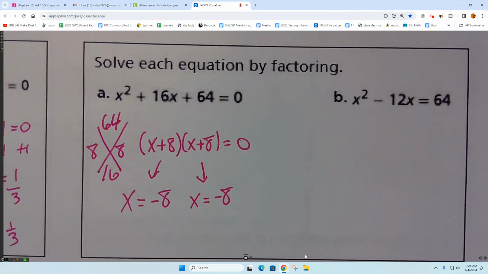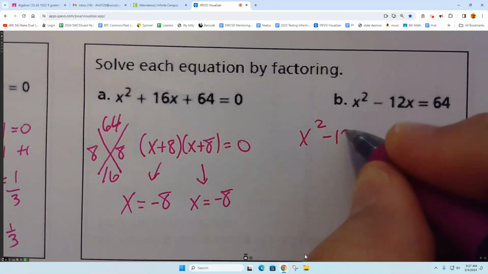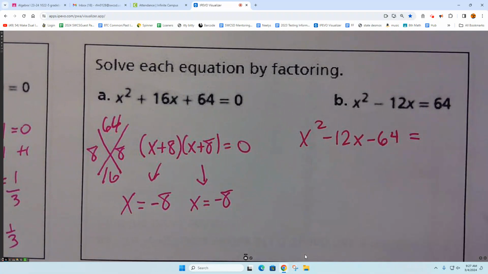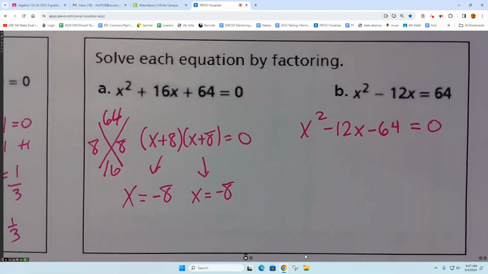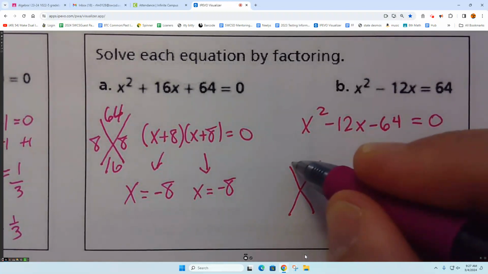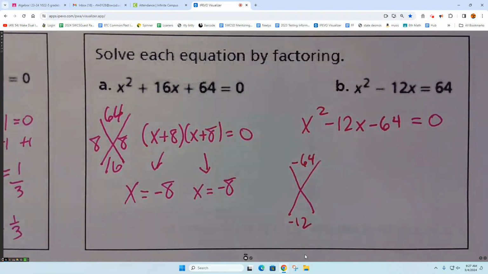What don't we like about B? That's not the problem. We don't have any special tool for 64. So what do we got to do? Kill it. How do we kill it? Subtract it. We want to go ahead and say x squared minus 12x minus 64 equals 0. If we can get it to equal 0, then we can use this trick. We need to factor. Negative 64, negative 12.